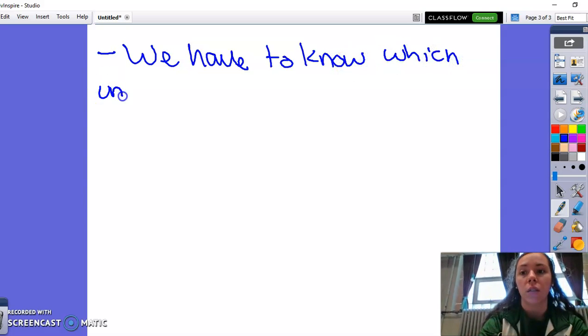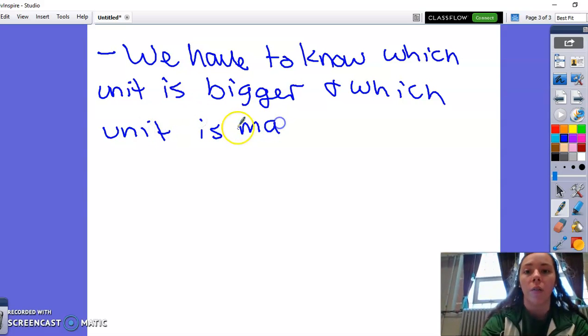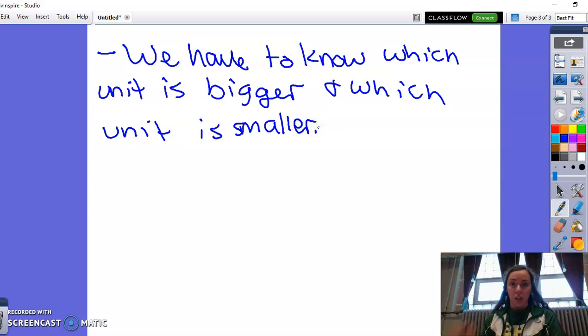which unit is bigger and which unit is smaller. Whoops. So this goes back to the same thing that we talked about when we talked about length. When we're converting between 2 units, I have to know, are we going big to small or are we going small to big? Same idea. We're going to be repeating that.